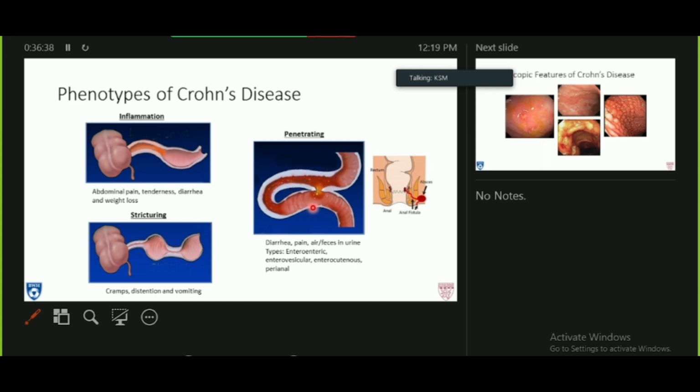They can have penetrating disease, and depending on the location of these fistulas forming, because the ulcers that form in Crohn's disease are very deep ulcers, and they can penetrate through the bowel wall. You can have an enteroenteric fistula, which can cause symptoms of weight loss or diarrhea, an enterovesicular fistula, which causes hair or feces in the urine, or enterocutaneous fistulas, where you have non-healing wounds either in the perianal region or in the abdominal region.